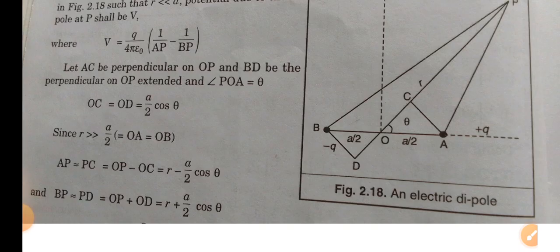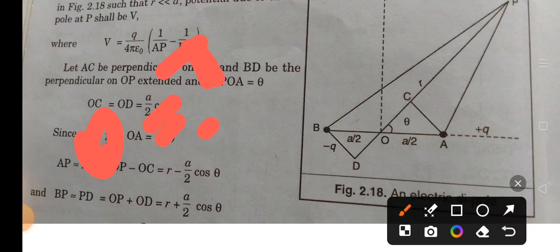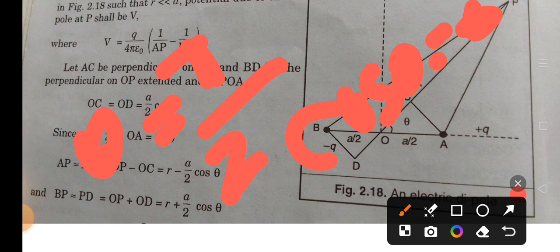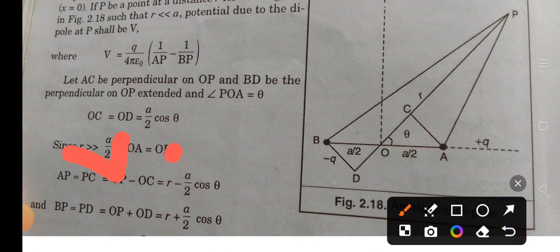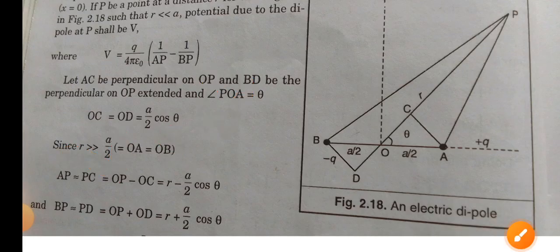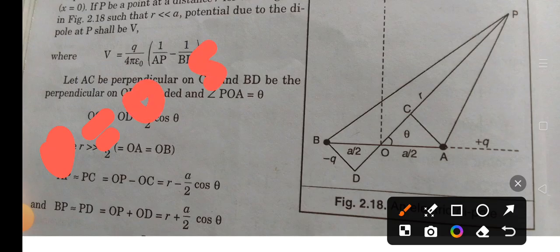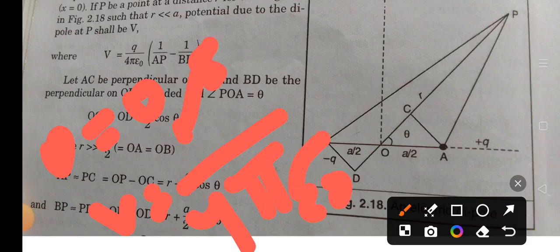When point P lies on the y axis, which is the equatorial line of the dipole, theta is equals to pi by 2 and cos theta is equals to 0, so the potential will be 0. The potential on the equatorial line is 0. Suppose we take the axial line, when the point P lies on the x axis along the axial line of the dipole. Then theta is equals to 0 and V is equals to 1 upon 4 pi epsilon naught p upon r square.